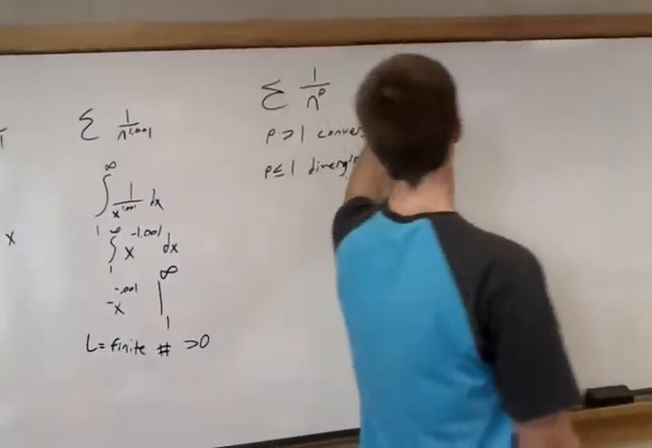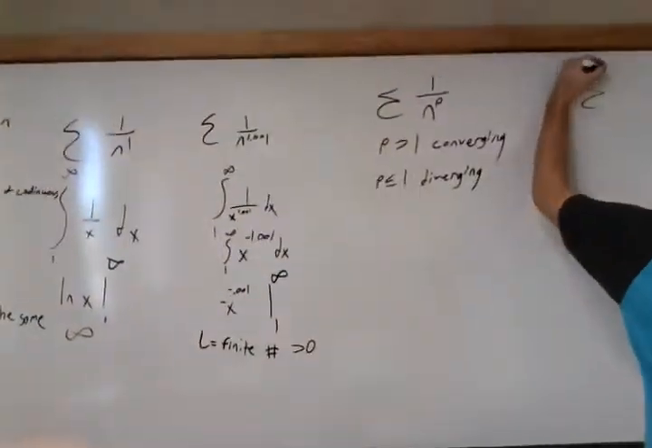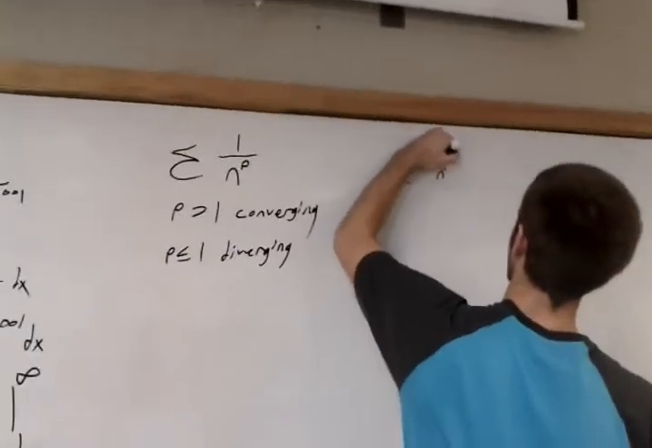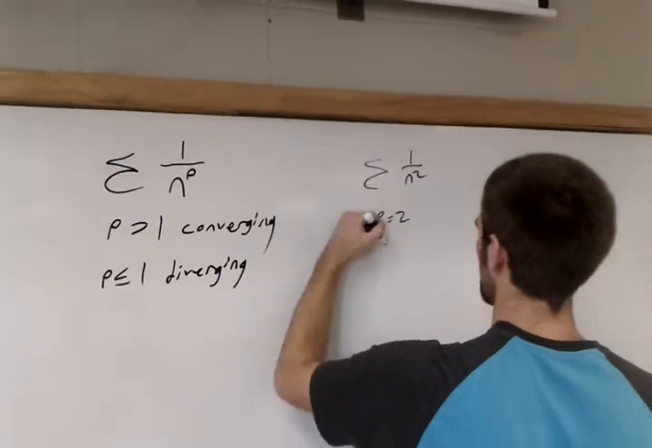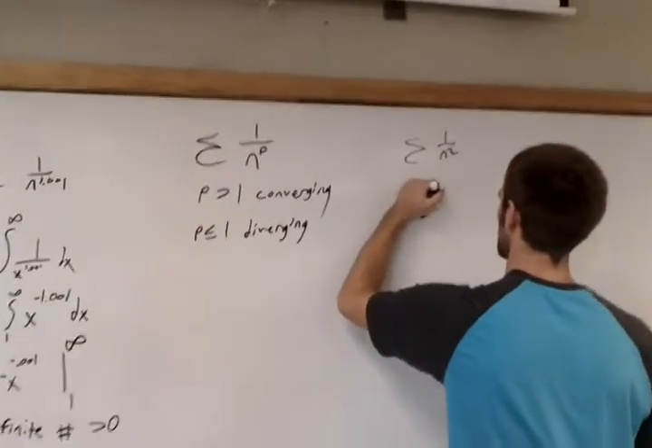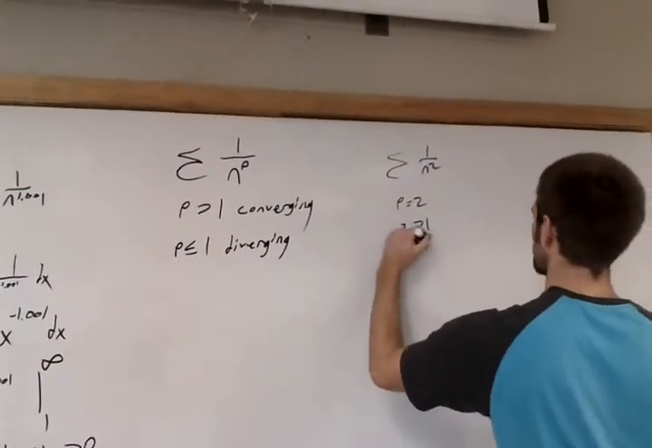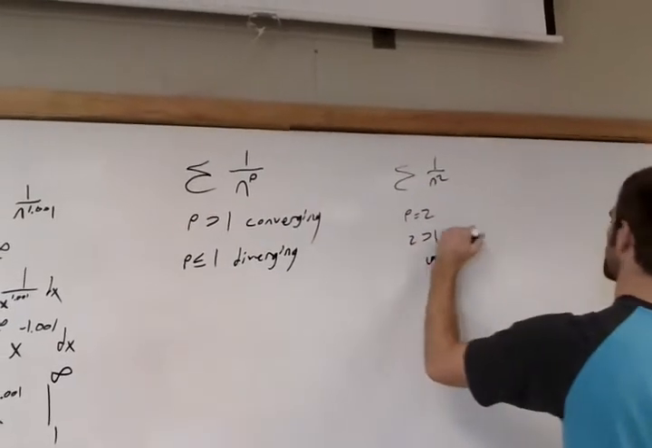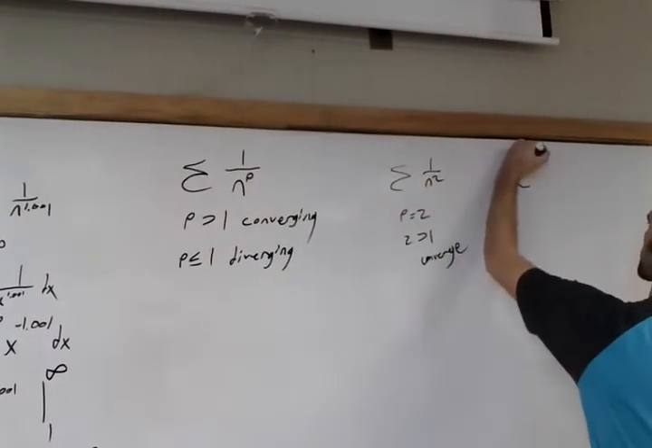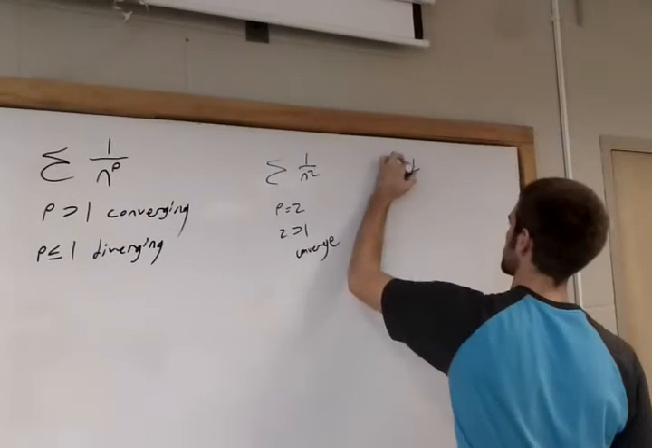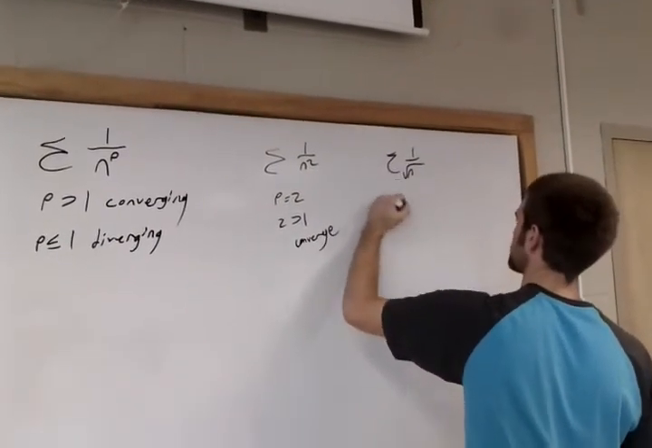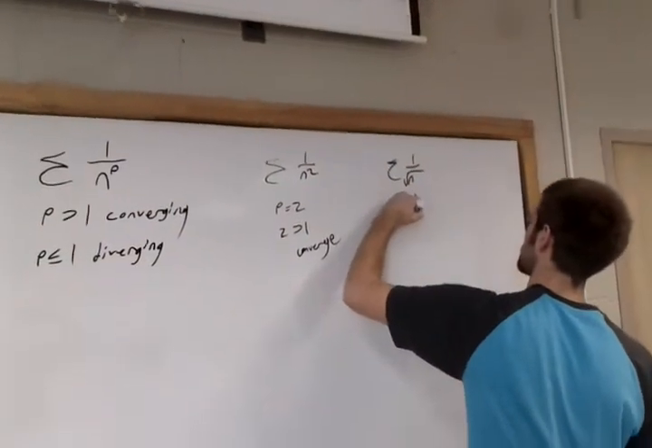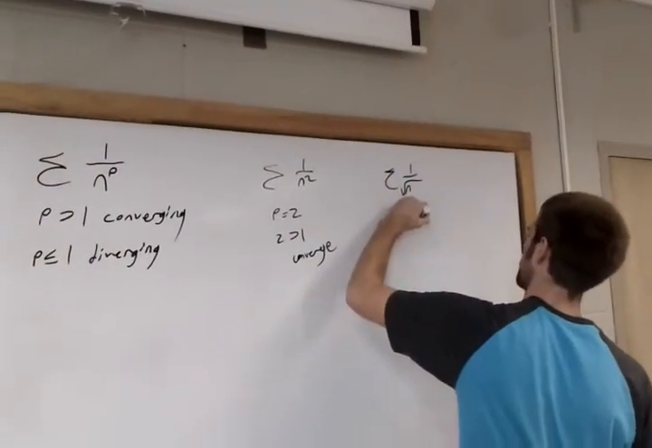So just a couple examples, like if you take the sum of the series 1 over n squared, just a simple one, p equals 2, and 2 is greater than 1, so it's converging. And then another example would be 1 over the square root of n, which is 1 over n to the 1/2 power.